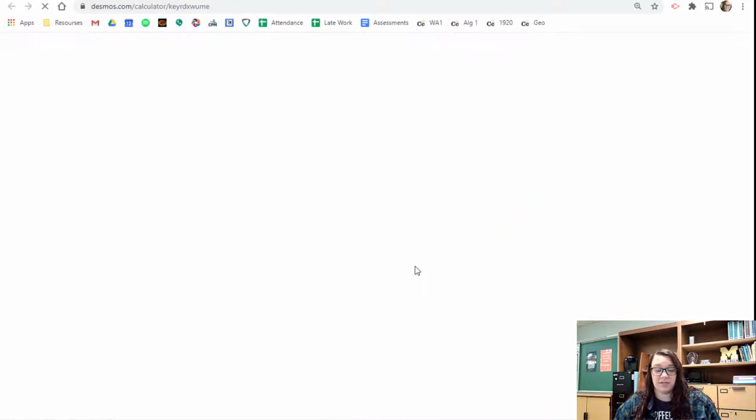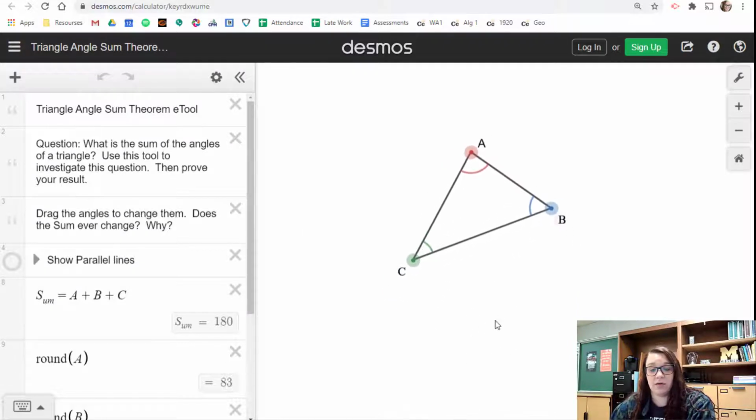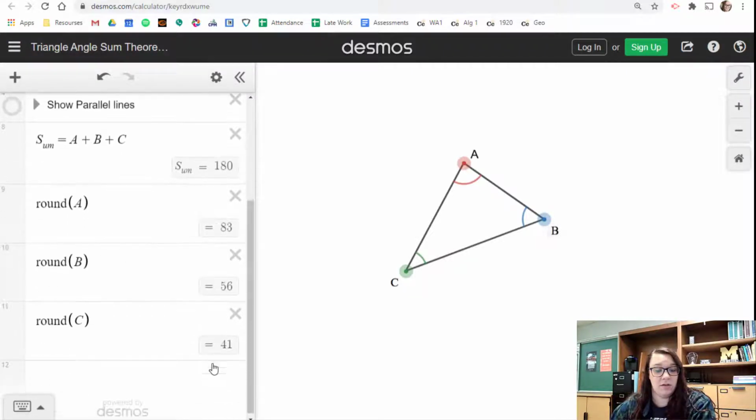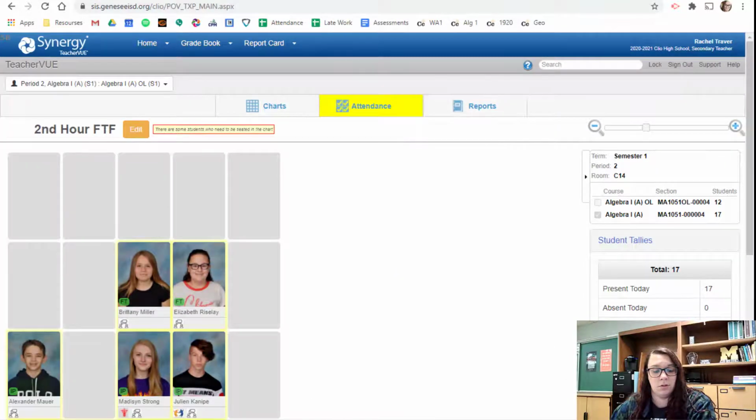So I want to show you this Desmos tool to prove it to you. This is in your textbook as well, but here's what we've got. It's giving you a triangle here, and it says, what if the sum of the angles of the triangle, use it to investigate? So that's not the right tool.